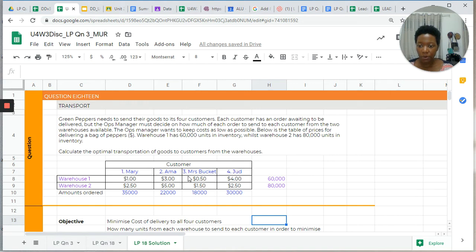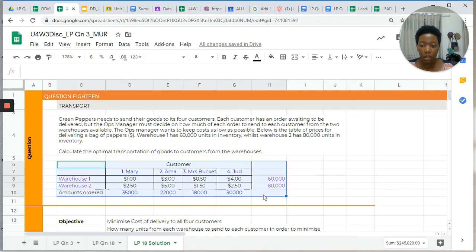Just a recap on what we're working with. Because we're trying to minimize costs, what we were given in the question is the cost of delivery to each customer from each warehouse. And depending on what warehouse you come from and where you stay, that's going to vary. So you've got a table that details those variations. What we're trying to do now is figure out how many green peppers to send from each warehouse to each customer in order to have the least cost on our trucks, on our transport system.